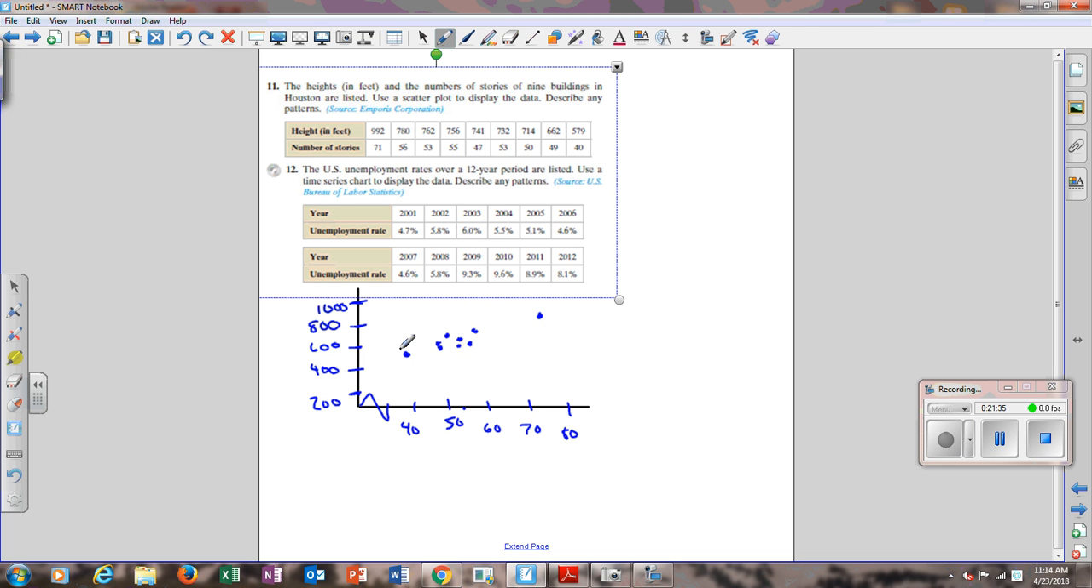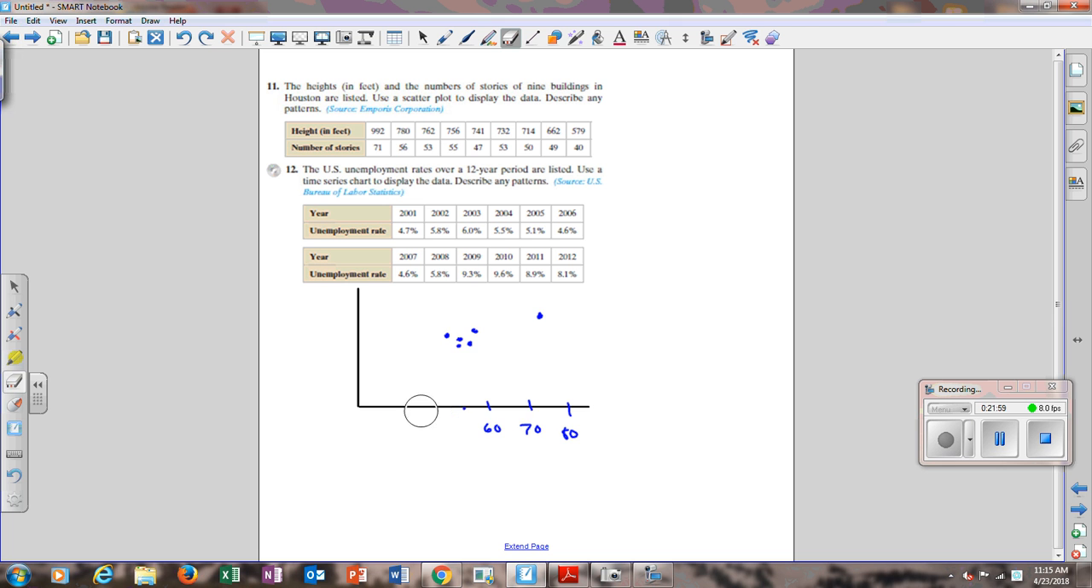So that's what our scatter plot looks like, give or take a couple dots being up or down a little bit. As you can see, a general data line or a line of best fit could be drawn through those, which we will get to. All right, number 12. Probably could have kept the lines.